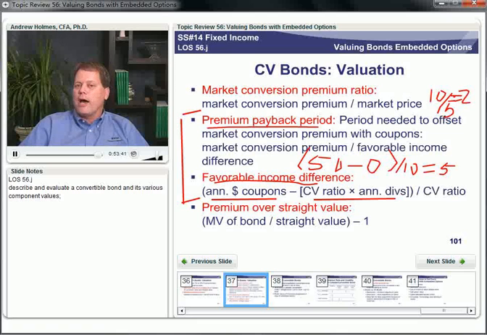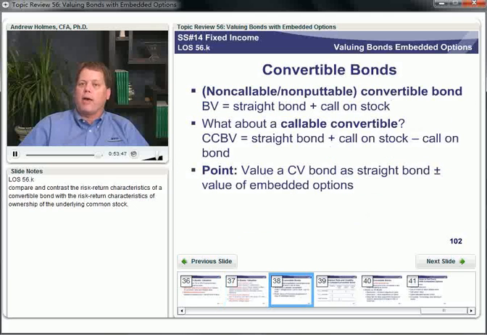You can also calculate the premium over straight value. That's just going to be 950 over 900, and that'll tell you how much of a premium you're paying for the bond. So to wrap things up, if we're looking at a non-callable, non-puttable convertible bond, the bond value is going to be the straight value of the bond plus a call option on the stock. This is what we would call a contingent claims valuation methodology. So here we're looking at just a pure convertible bond.